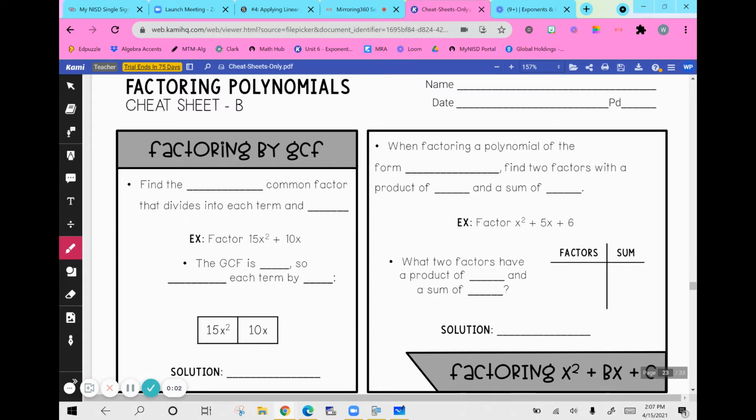Welcome back to our EOC review. Today we're going to be talking about factoring polynomials. So we're going to start by talking about factoring by GCF.